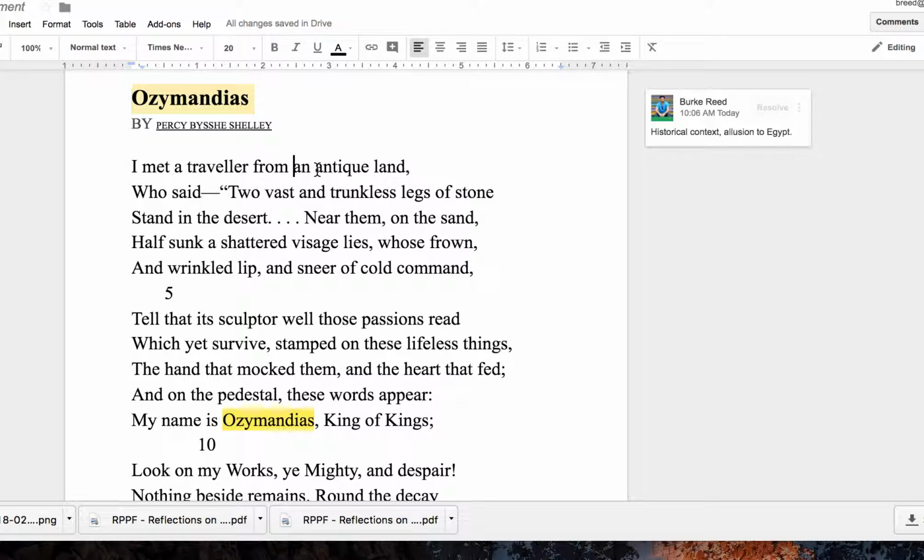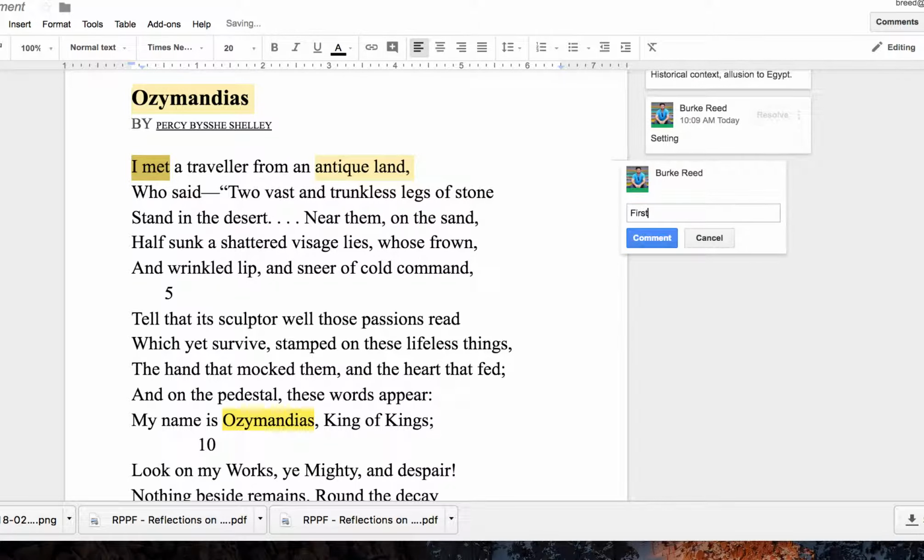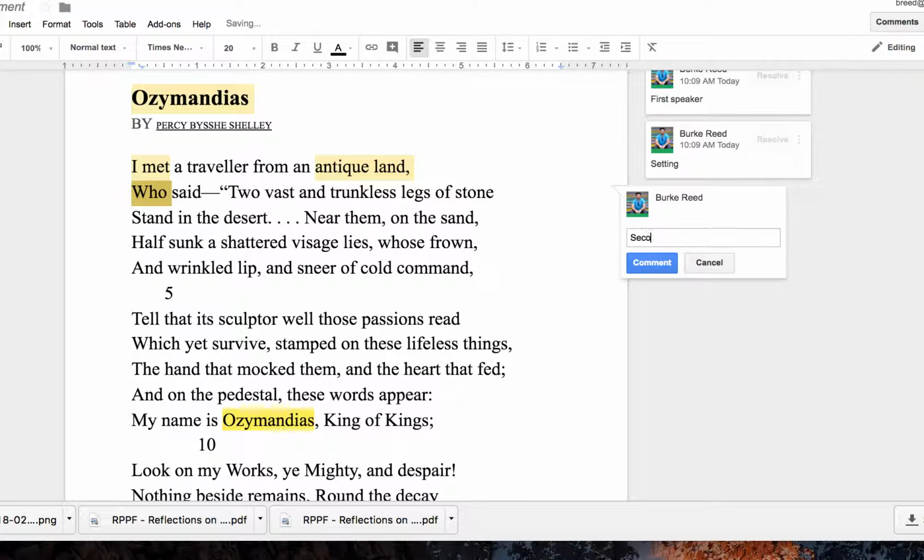But we do establish some sort of setting in this poem, and we have our first speaker, who only refers to themselves as I, and then we establish our second speaker here as well.